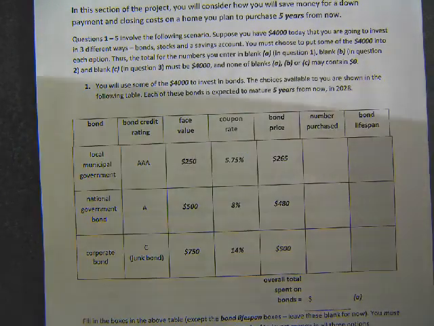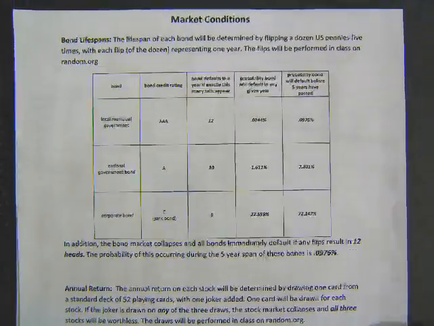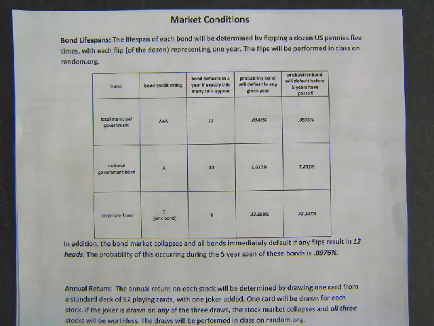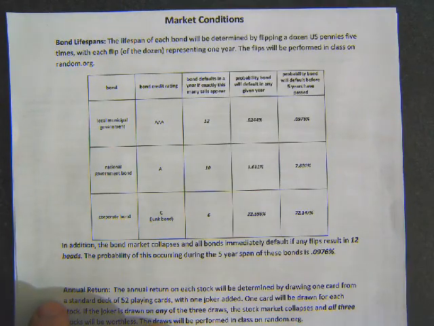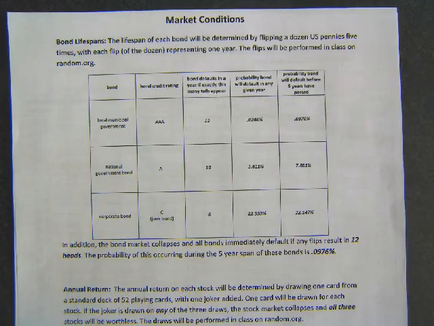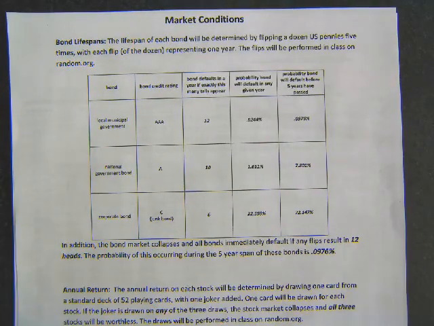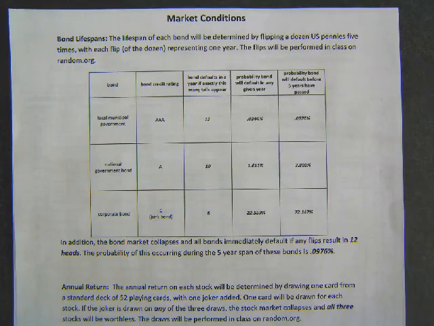I actually have this little sheet here, talks about the market conditions, what happens to the bonds. So this shows basically I'm going to take some pennies and flip them. And if I get enough pennies, then the bond defaults. The corporate only take half a dozen pennies, the national take 10. I have to flip 12 tails to get the local municipal government to fail, which makes it pretty hard.